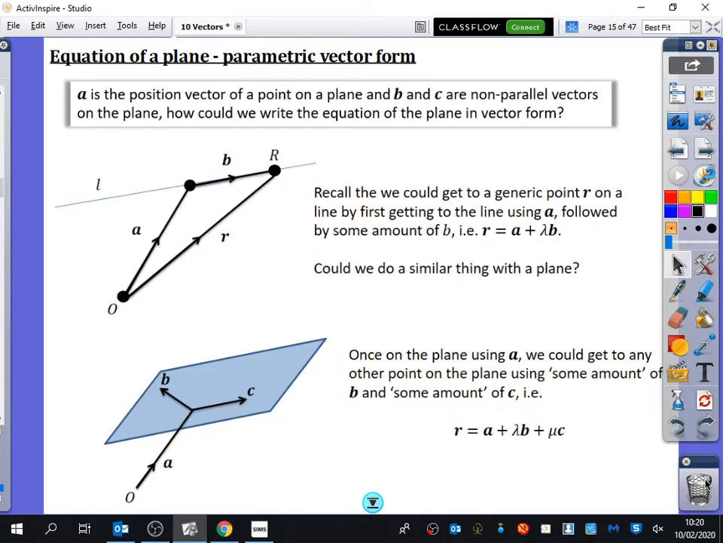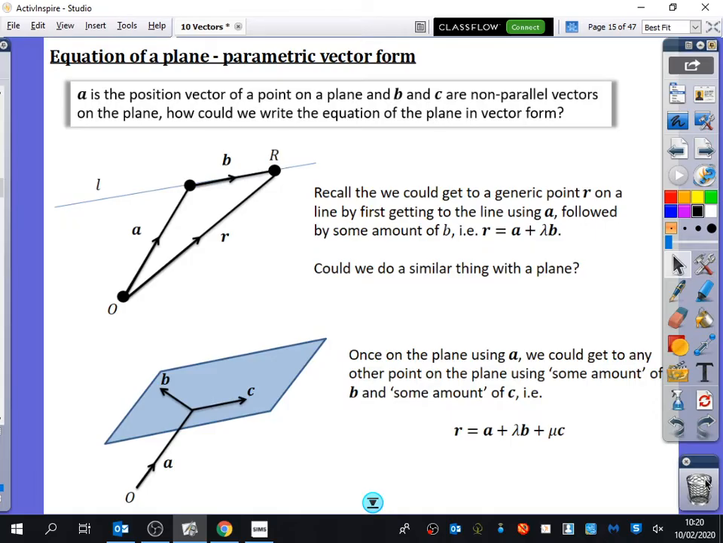So if you finish writing that down, what would happen if B and C were parallel? What would it be describing? A line. It would be describing a line, because you'd have r equals a plus lambda b plus mu c. But if B and C were parallel, it's the same direction. So you get onto the plane, and then your only option is to travel along one particular direction, which means you're stuck on a line. So this is like a more general version of an equation of a line in a way.